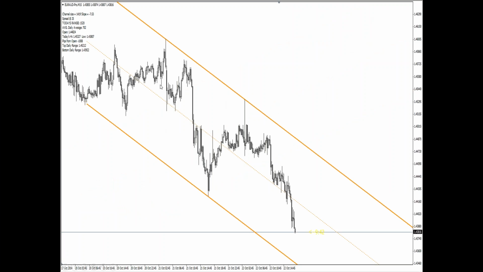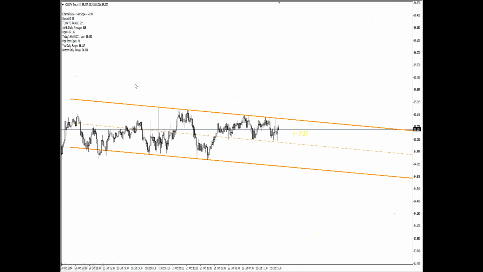Here is the same thing, but we have a down channel. Have in mind that this is drawn by an indicator, not by my own hand. And also New Zealand yen, more or less this shows a small sloping downward channel, but this is actually a sideways movement. See how the channel moves in sideways motion.